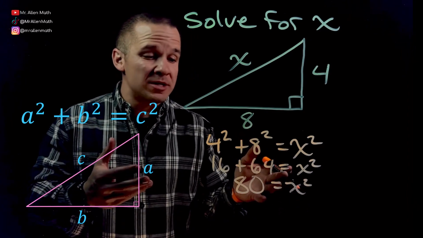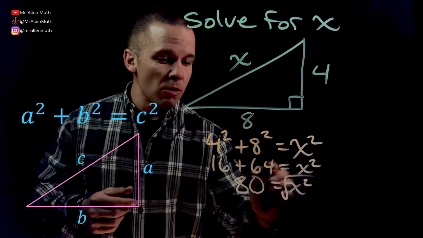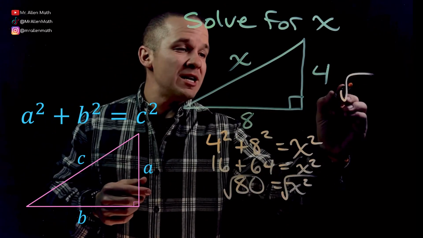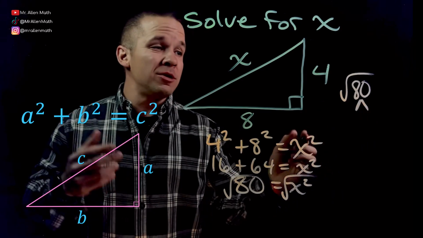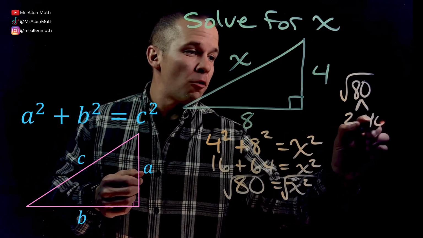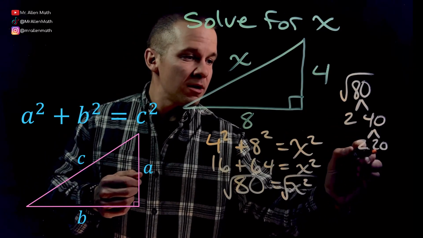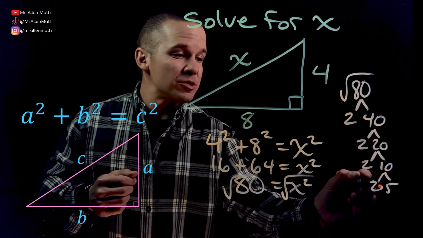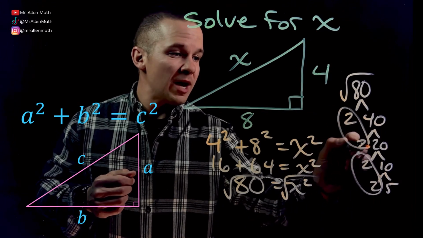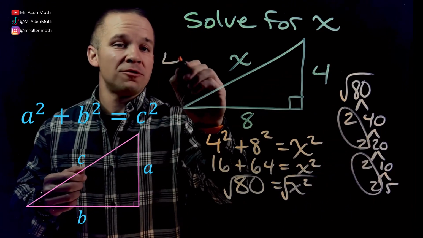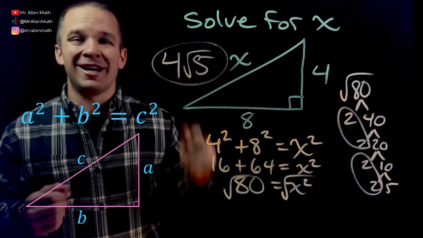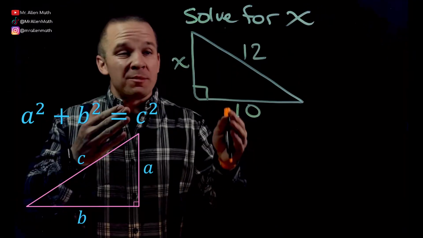Now, how am I going to solve this thing? I'm going to use square roots. Square root on both sides, but now I need to break down that square root of 80. I need to simplify this radical. I'm going to do so by dividing by 2, I get 40, 2, I get 20, 2, I get 10, and then 2 and 5. I'm going to circle my pairs. We got 2, 2 times 2 is 4, square root, 5's left over. That's it, we're done.